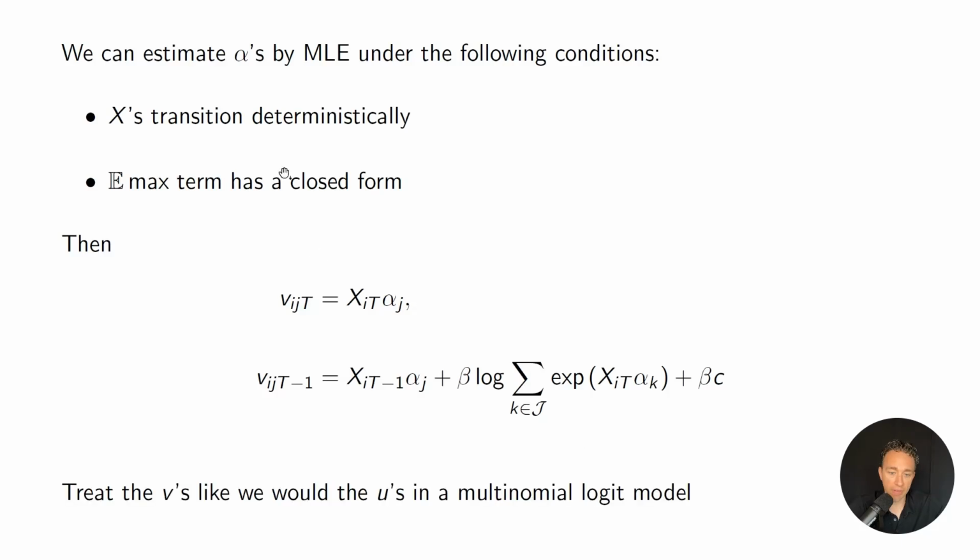So once we have this, we just treat the v's like we would the u's in a static model, and then we can just estimate with maximum likelihood. And in a future video of this mini-series, we'll cover that in more detail.